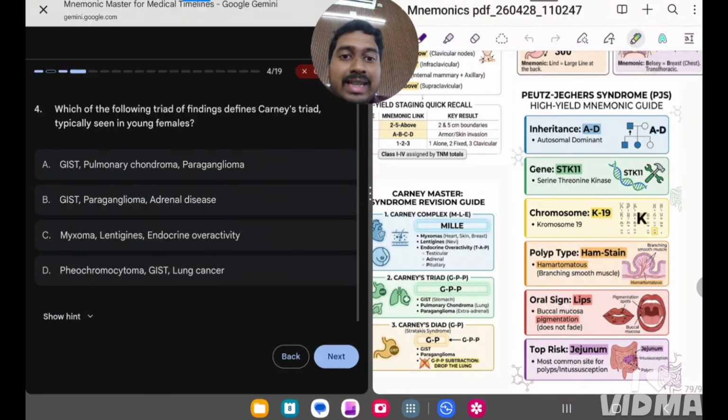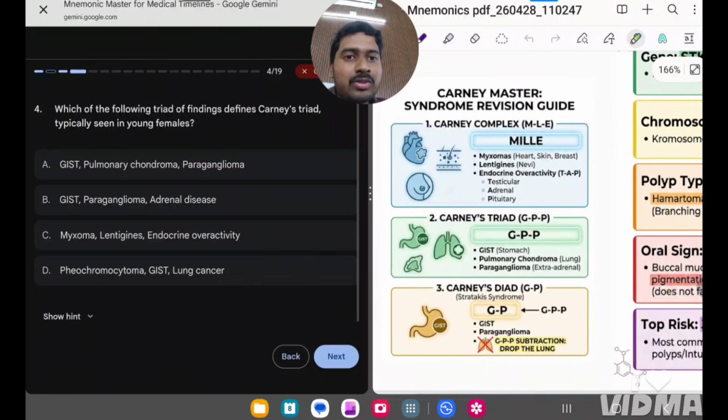Next, which of the following defines Carney triad? So what is Carney triad, what is Carney complex, and what is Carney dyad? Okay, so this is very important so that you don't confuse this. So for Carney triad first, the mnemonic is GPP. And for Carney dyad, it is only GP. So what is included in this? So in Carney triad, we have GPP, which is nothing but GIST, pulmonary chondroma in lung and paraganglioma.